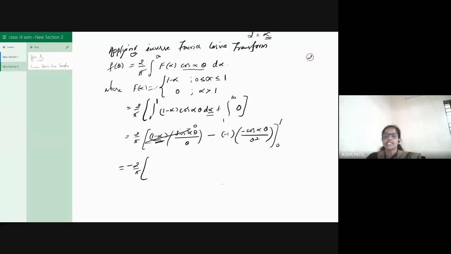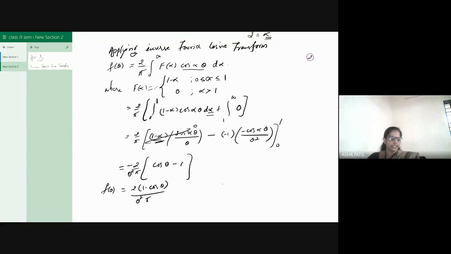Now we have cos alpha theta, and theta square can be kept outside. For alpha, you are substituting the values. So it becomes cos theta minus cos 0, which is 1. Alpha is substituted as 1, so it becomes cos theta. So your answer is 2 into 1 minus cos theta divided by theta square pi. Now this is our f of theta.